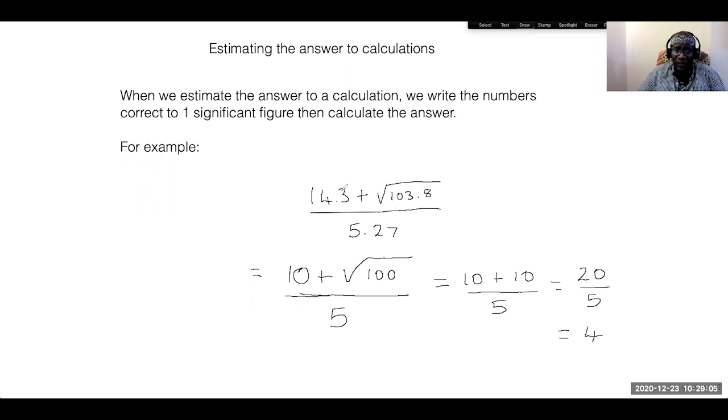At each point in the question, we have made sure we have reduced it to one significant figure. 14.3 will give you 10. 103.8 will give you 100. 5.27 will give you 5. Okay, and once you do that, it becomes pretty straightforward. 10 plus the square root of 100, well, the square root of 100 is 10. So 10 plus 10 gives you 20, divided by 5. 20 divided by 5 gives you 4.